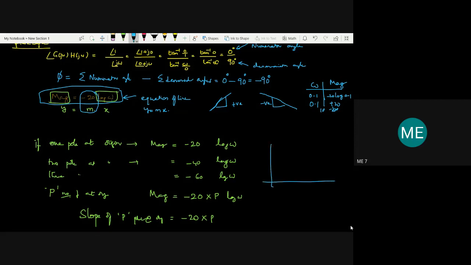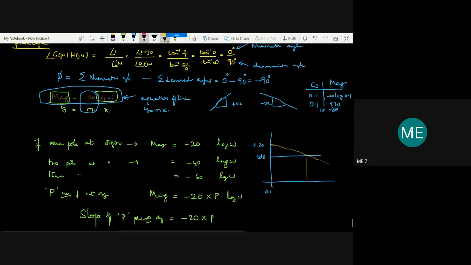See here, this is a 0 dB line. For one pole at origin, the minus 20 dB line starts from plus 20, because if I substitute 0.1 here, it becomes 10 to the power of minus 1, and then it becomes positive. So the starting point will be plus 20 onwards, and then it passes through the omega equal to 1, 0 dB line, and then it is a minus 20 slope line.